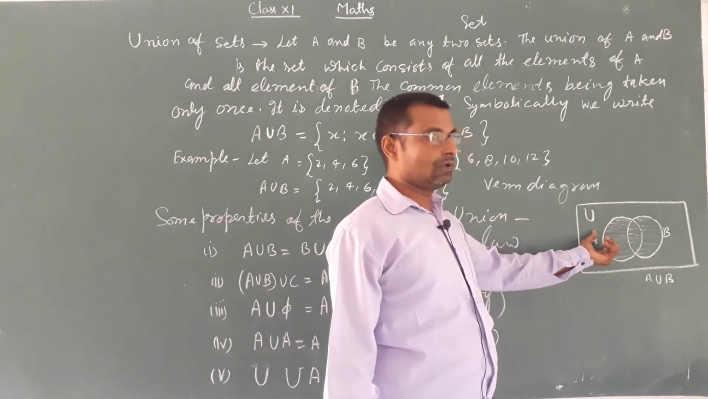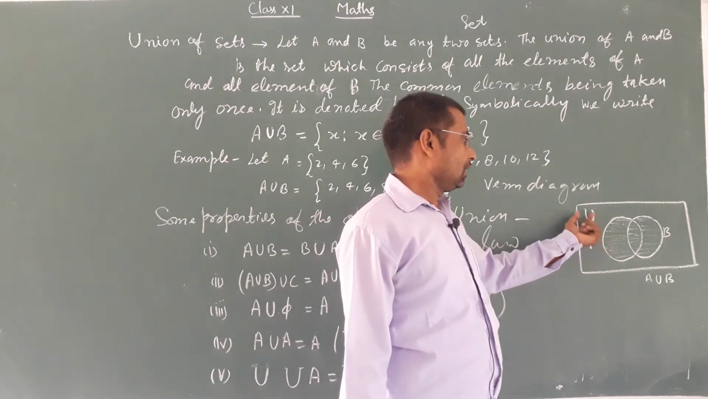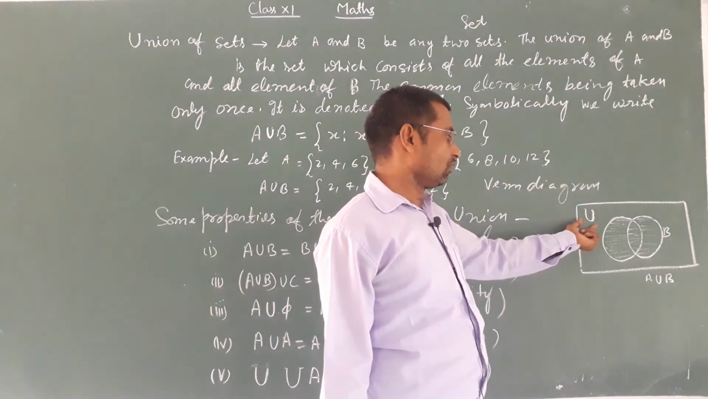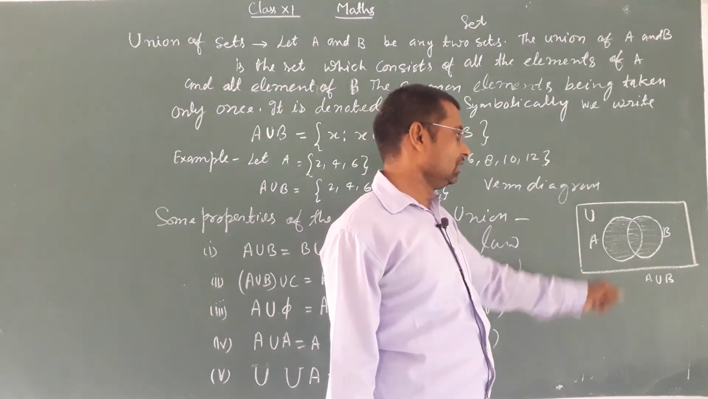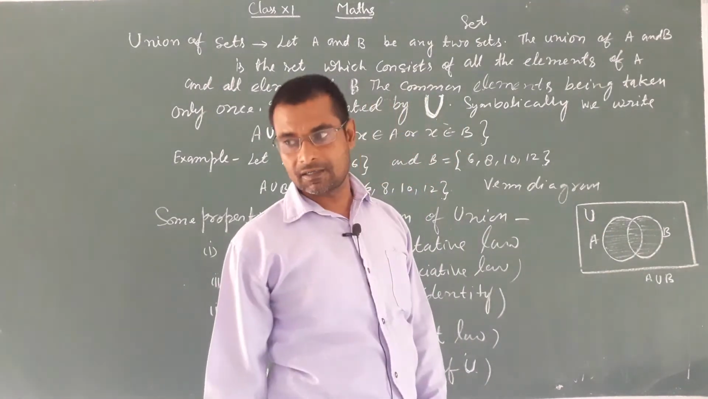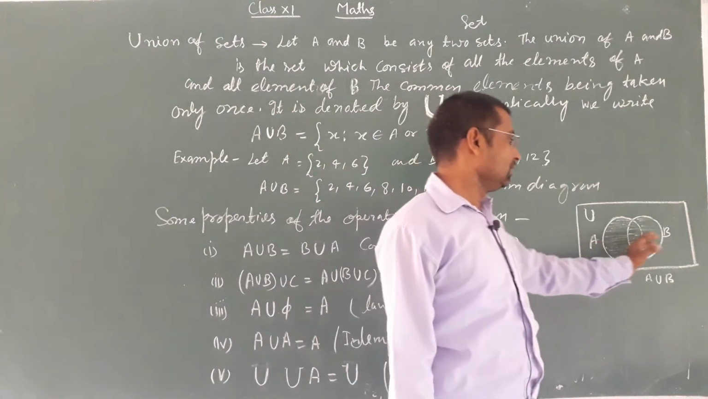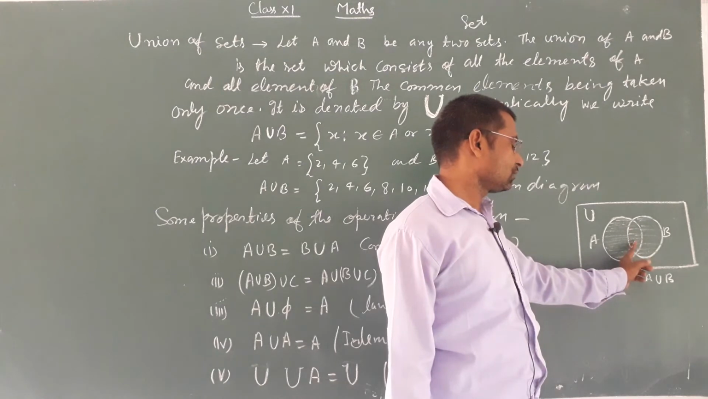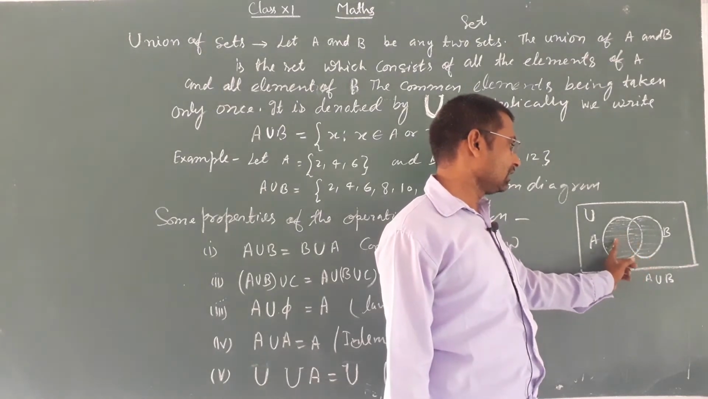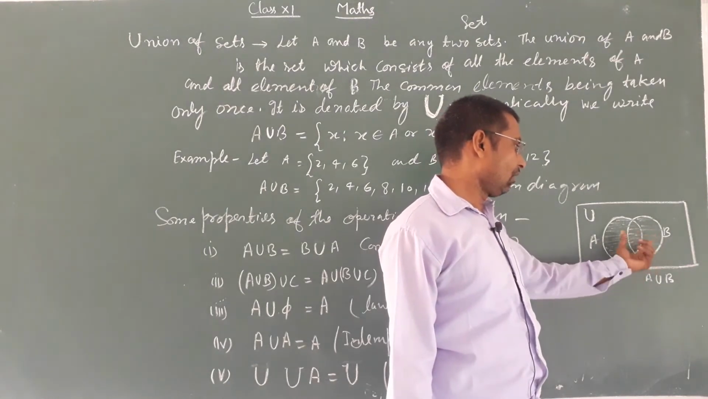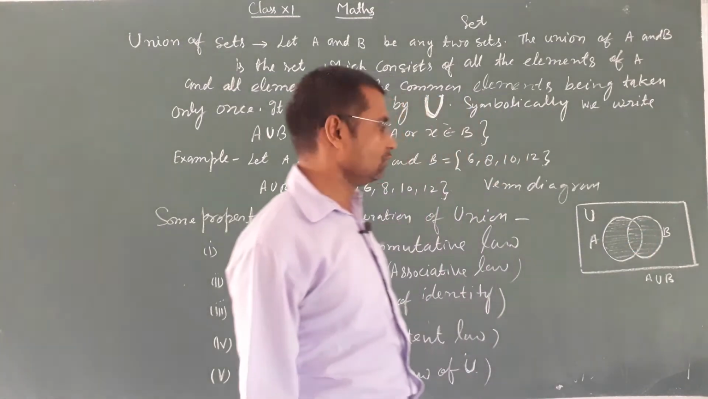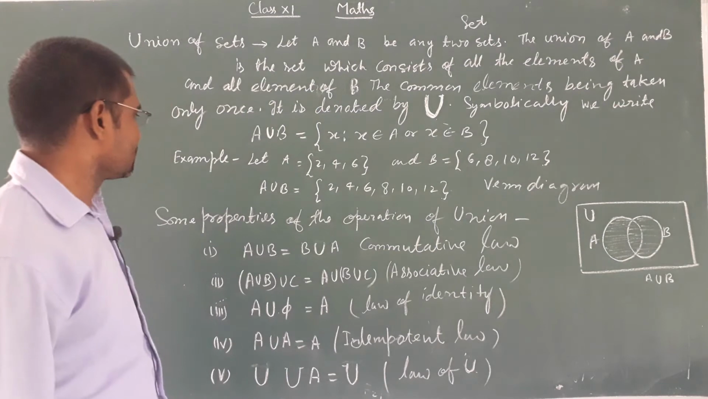So in rectangular form, A is the universal set, and within it two intersecting sets A and B, with the common element written in this position, and all elements of set A and set B. So A union B.